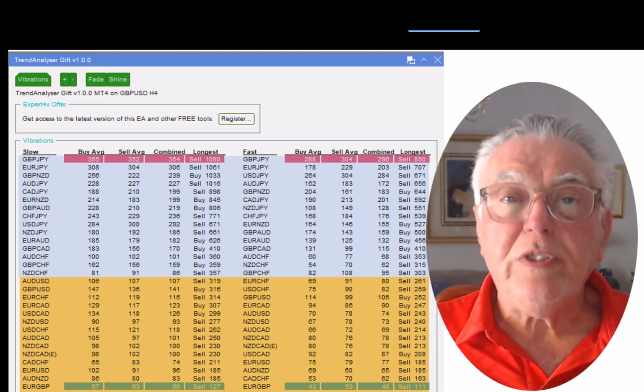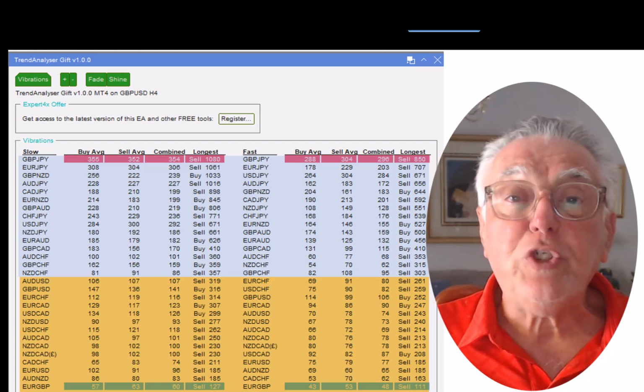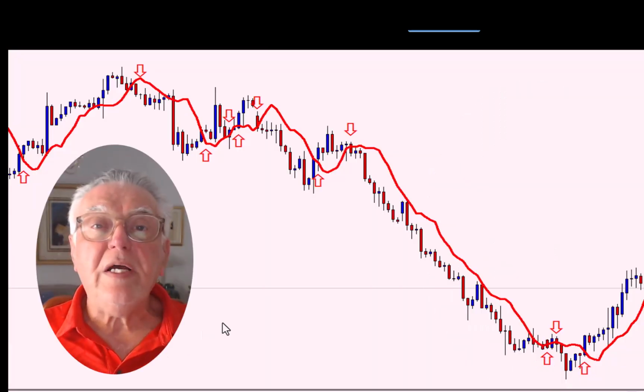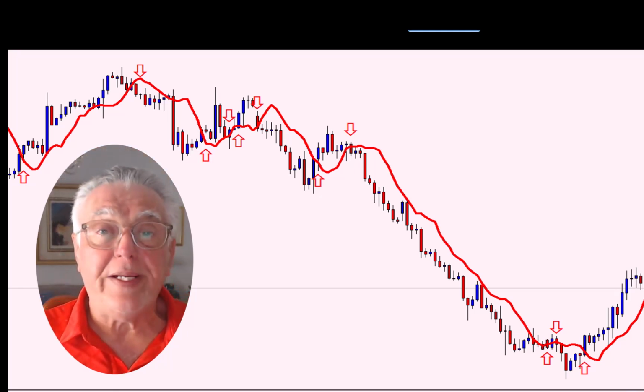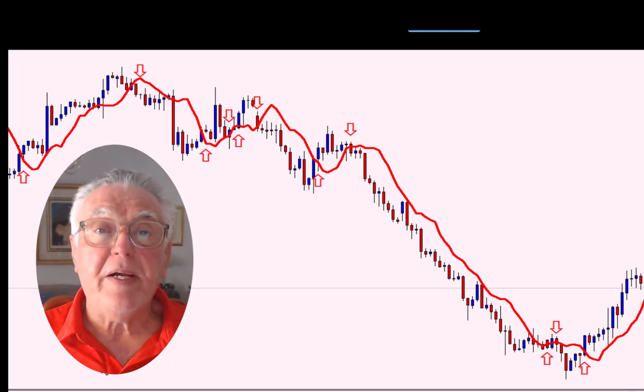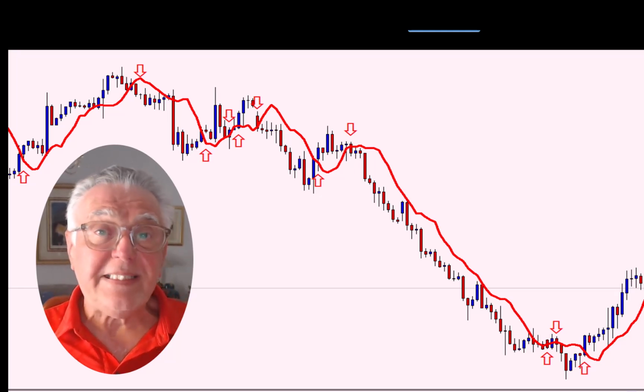So now we know which ones are the trendy currencies and which ones are the sideways currencies. Let's go and have a look at trading them. So here's an example of a currency that tends to trend. A high trend currency, either determined by the ATR or determined by the zigzag indicator or the trend indicator.